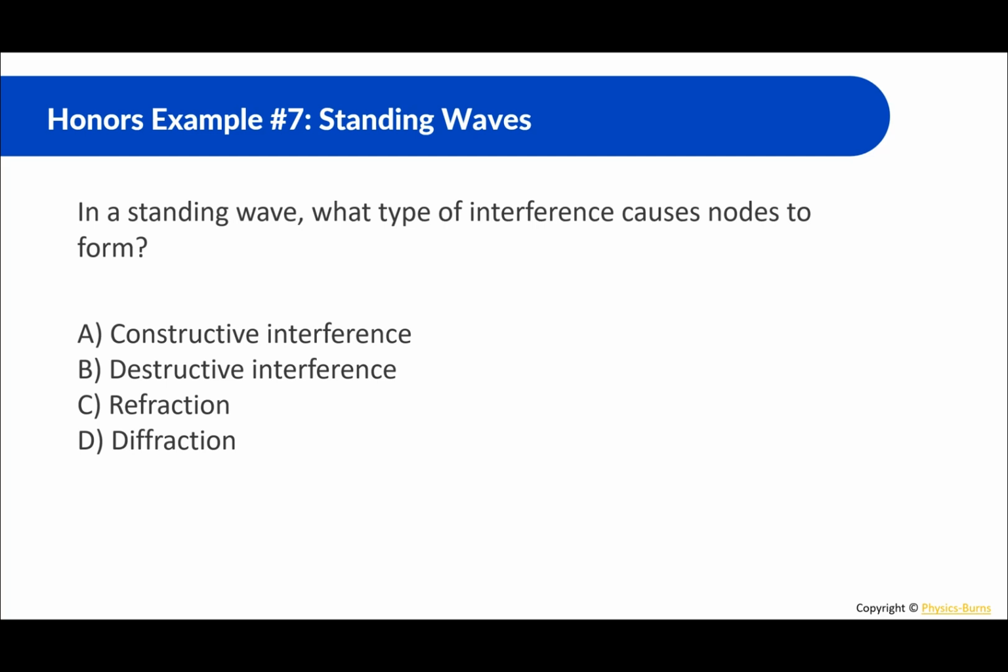We're going to do, in a standing wave, what type of interference causes nodes to form? Again, the nodes are these points with 0 amplitude, and what causes them to form is destructive interference between the waves, which we talked about prior. Okay.